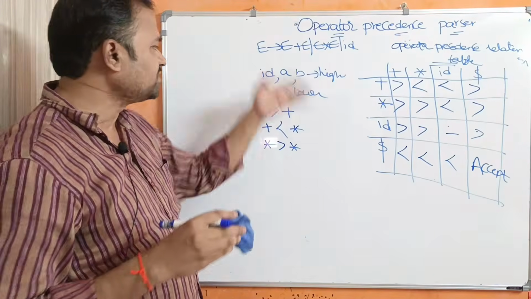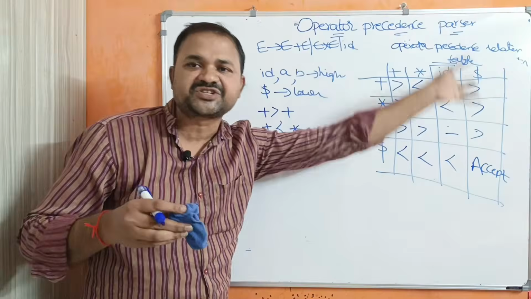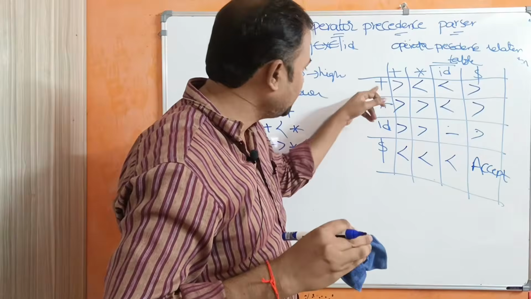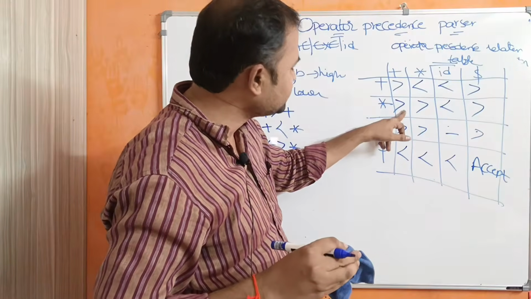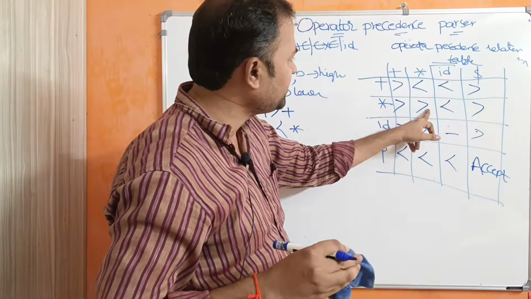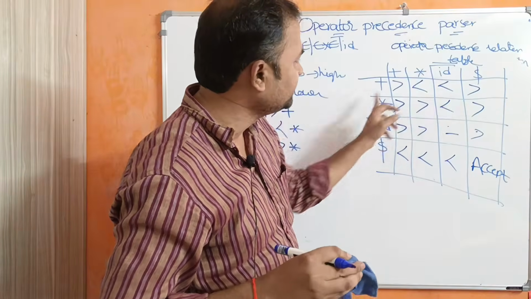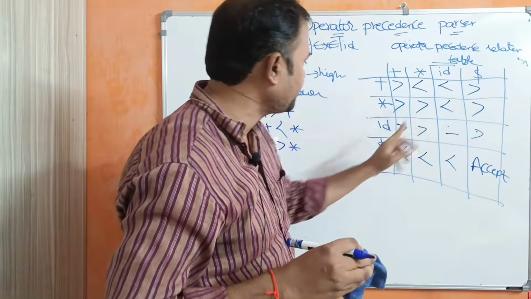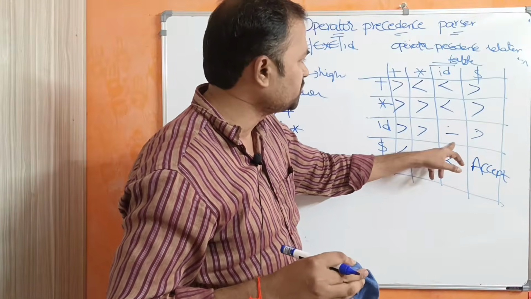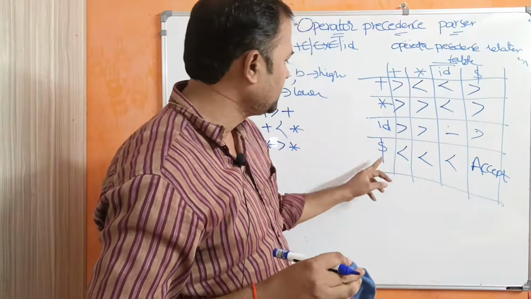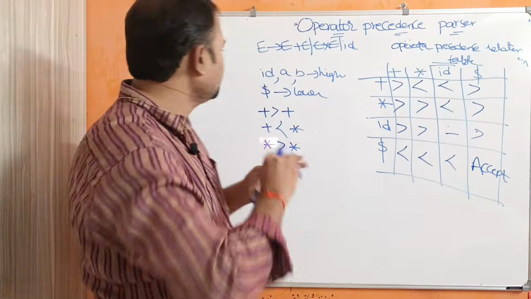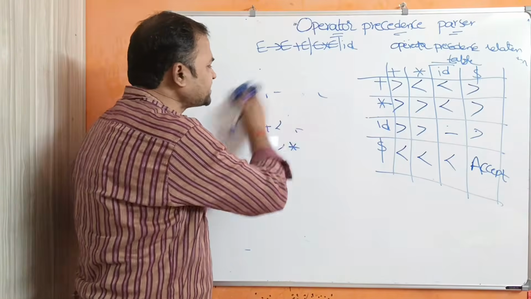Okay. So based on these priorities, we have to construct the operator precedence relation table. So plus means plus, already we have seen this one. Star means star has higher priority than plus. Next, star star means for left star we have to give the more priority. Star ID means ID has higher priority. Star dollar means star has higher priority. ID means ID has higher priority. ID can't be compared, so use hyphen. ID dollar means ID. Next, dollar means less than, accept. Okay. Now let us take the input string ID plus ID star ID.